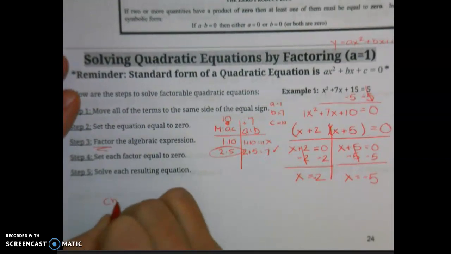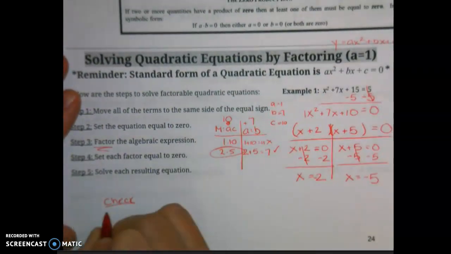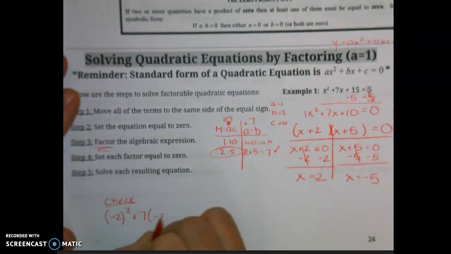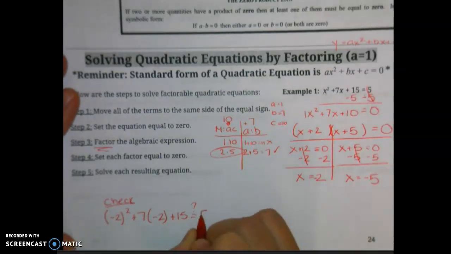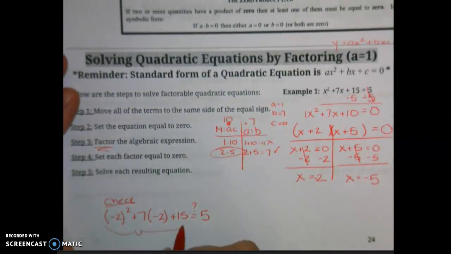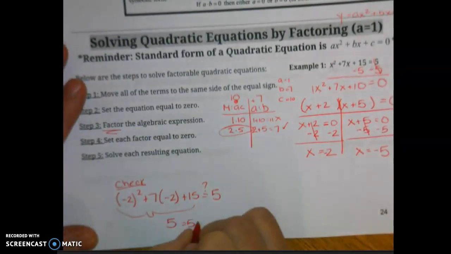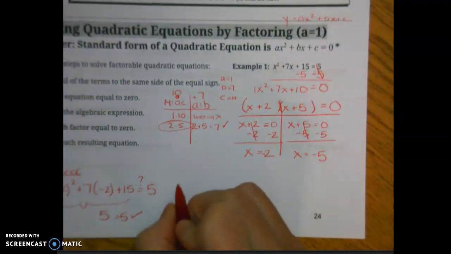So I'll do my check down here. We're saying that negative 2 makes this original equation true. So negative 2 squared plus 7 times negative 2 plus 15, is that equal to 5? You would plug this whole thing into your calculator on Desmos and you should get 5. So that checks. If you want to check the other solution, negative 5, you would do the same thing.